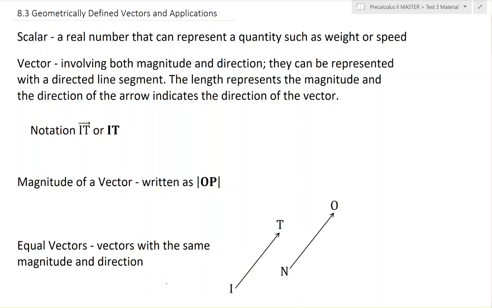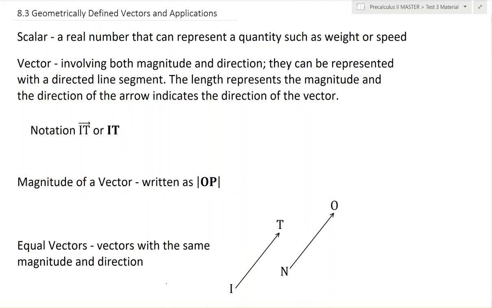8.3 is geometrically defined vectors and applications. Let's start with some vocabulary. A scalar is a real number that can represent a quantity, such as a weight or a speed. Scalars would be things like 60 miles per hour or 3 pounds. That's all it is, a number that represents a quantity.